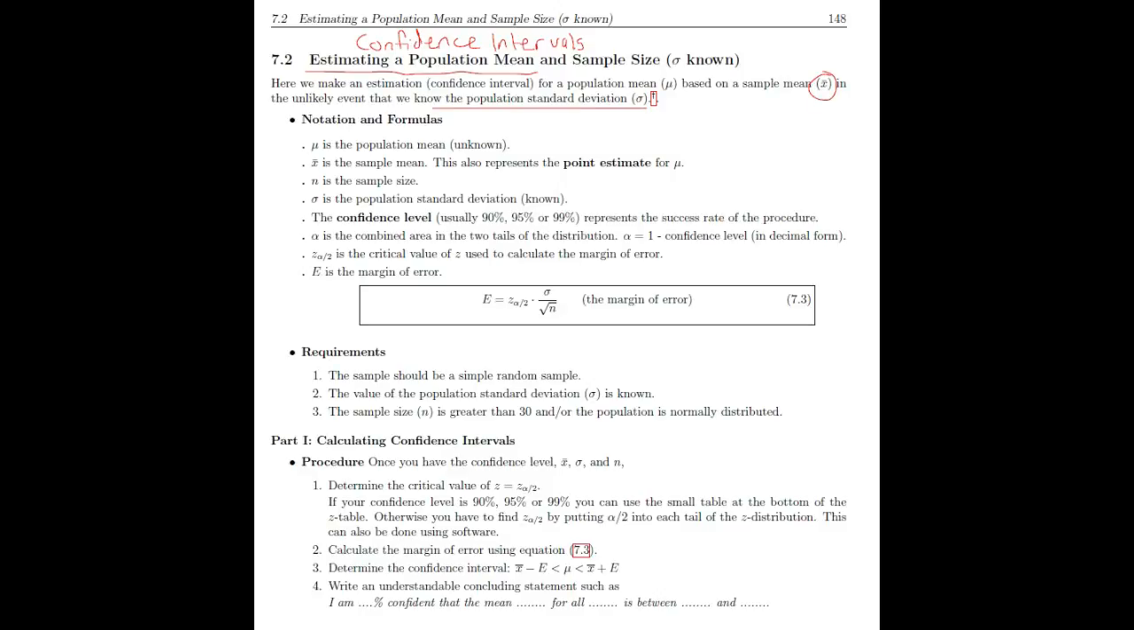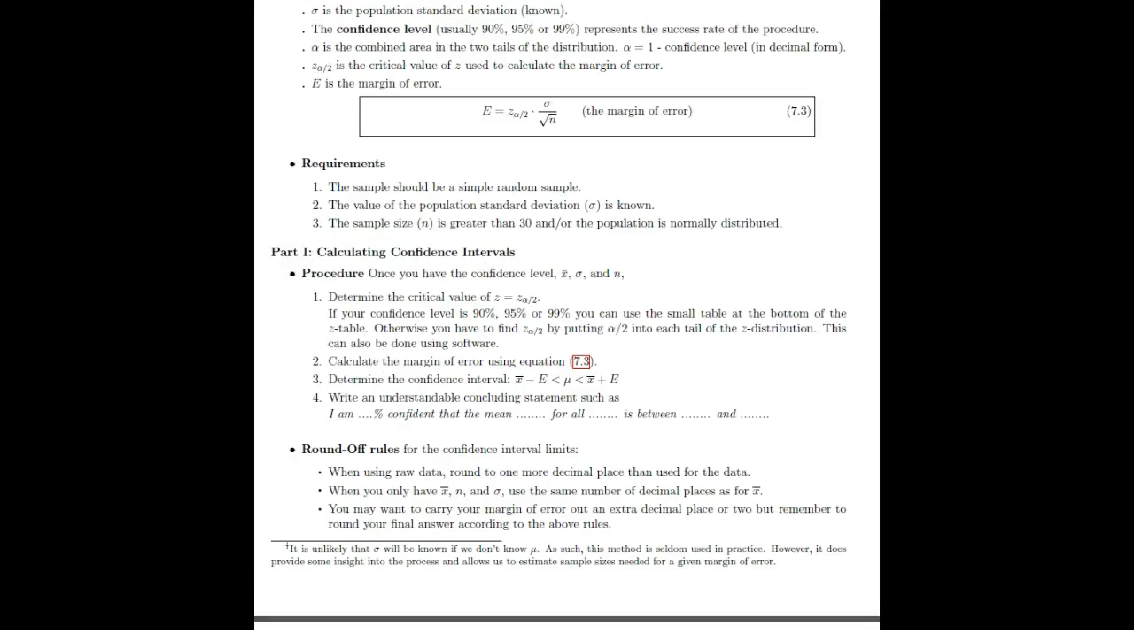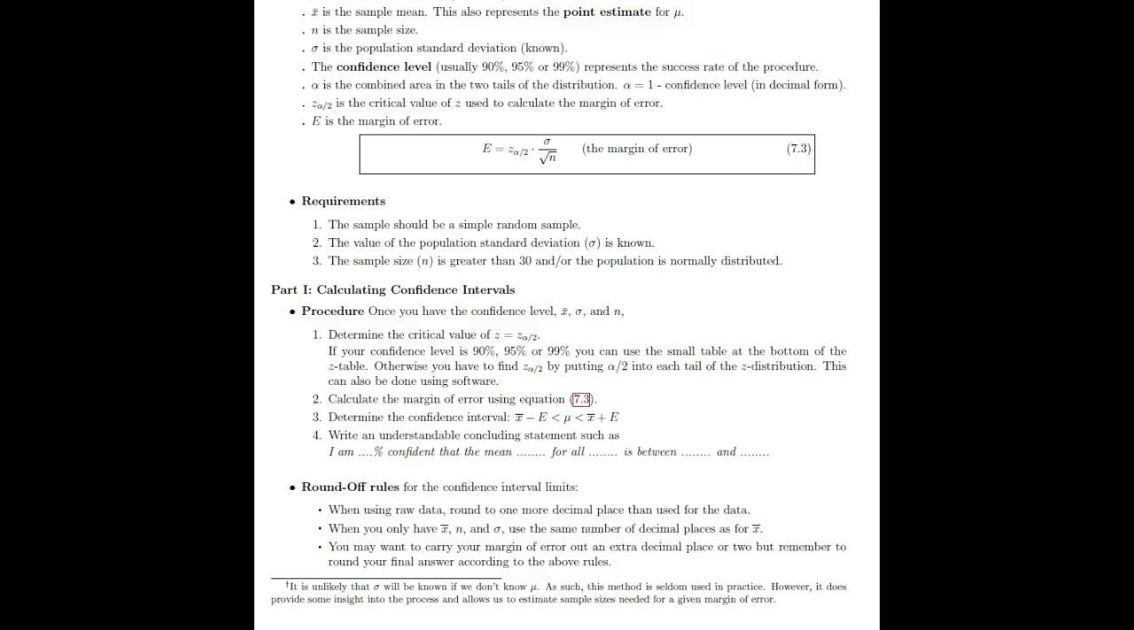So therefore, we must not know the population data. If we knew the population data, then we wouldn't need to estimate mu. We could just calculate mu. But we don't have the population data. So the question would be, how do we have the population standard deviation if we don't have the population data? So as you can see, this is a pretty unlikely scenario. So as such, this method is seldom used in practice. However, it does provide some insight into the process and really builds the theory of confidence intervals, and it also allows us to estimate sample sizes needed for a given margin of error.